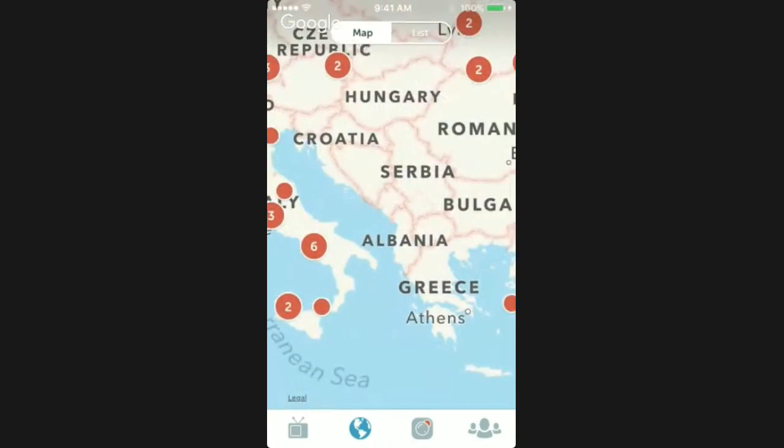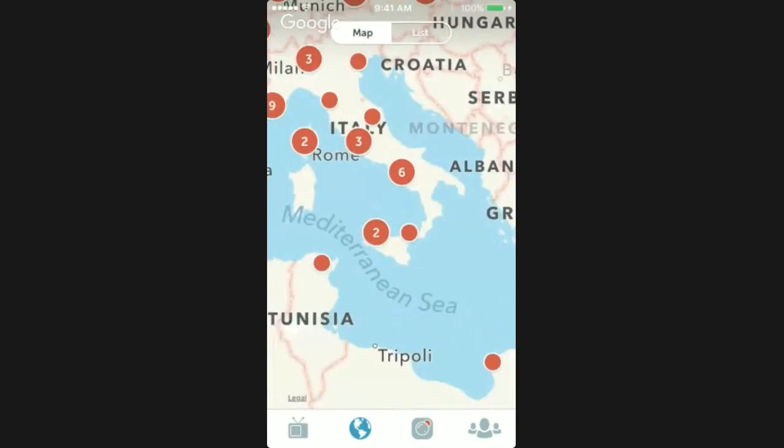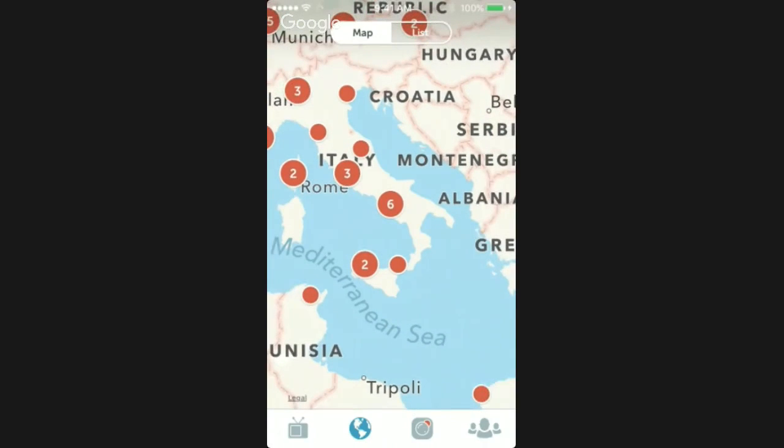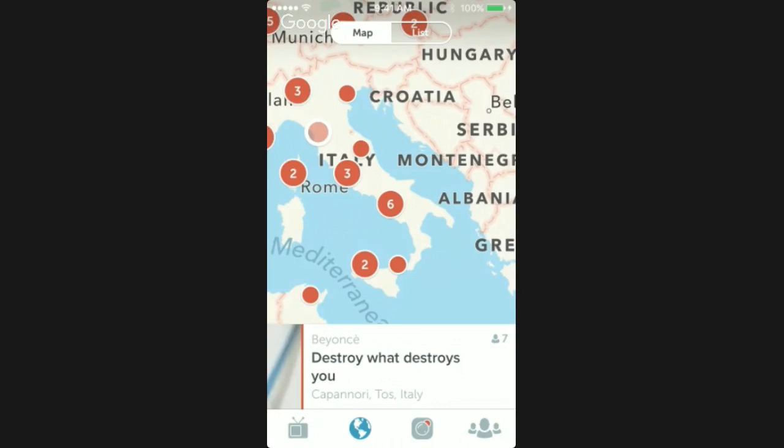Yeah, so here is the map. Okay, let's see. There's even some people down in Sicily and up in the other islands of Italy. Wow. Who's this up here? Oh, Beyonce? What?